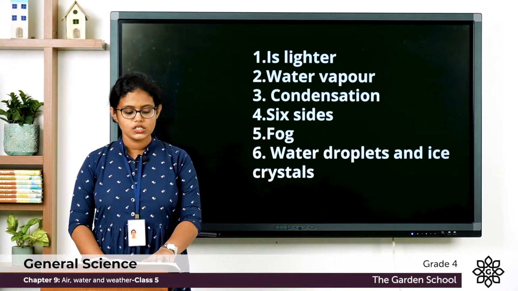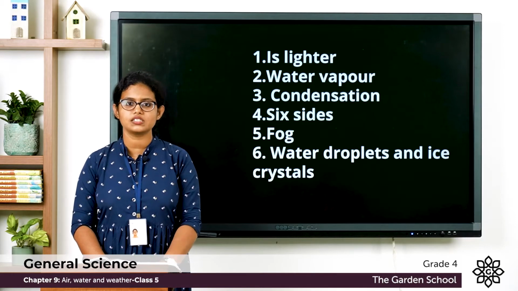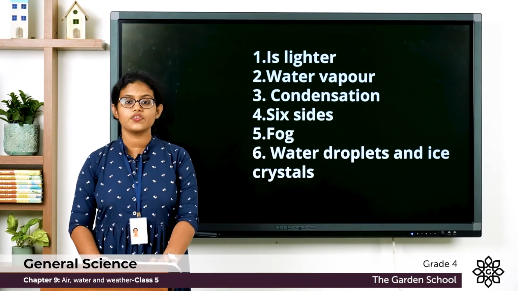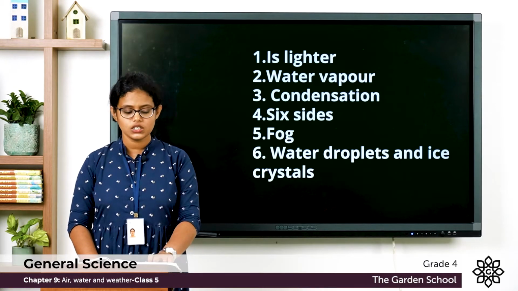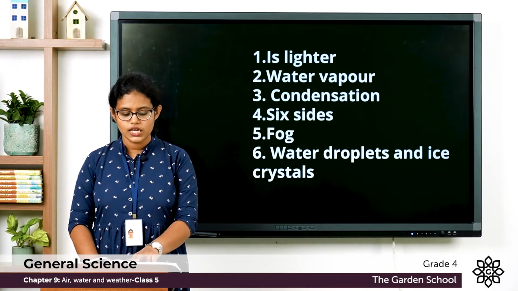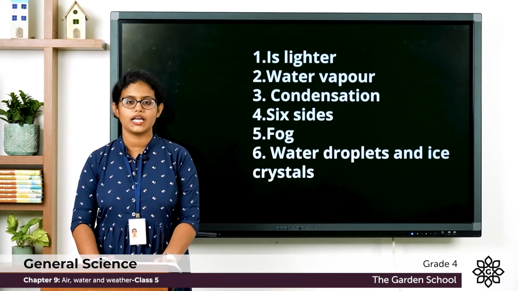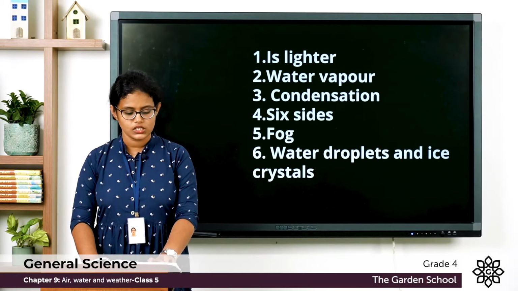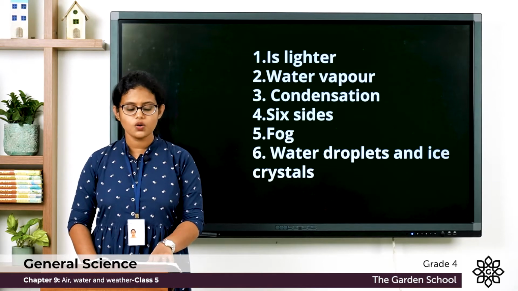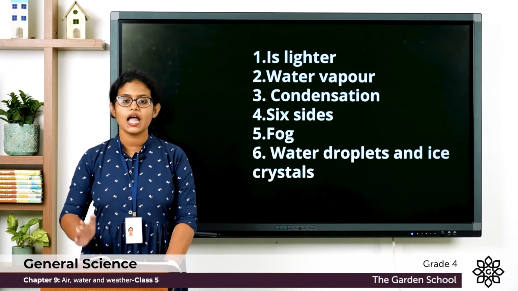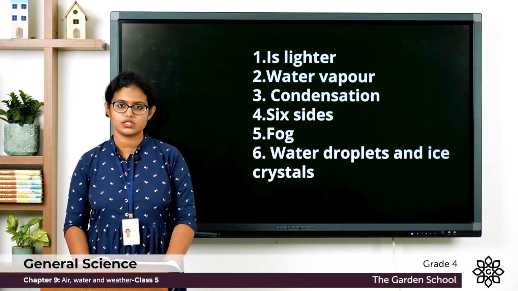Fourth one, snowflakes have, what is the answer? The answer is 6 sides. See the fifth one. In winter, water vapor in the air settles on dust and gives rise to fog. So the answer is fog. See the sixth one. Clouds are formed of water droplets and ice crystals.